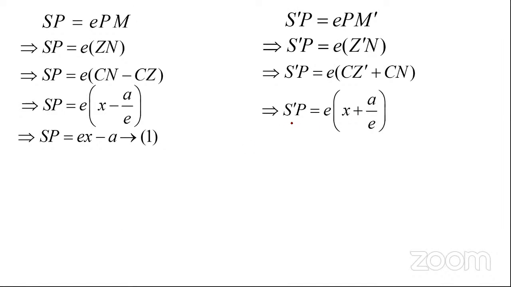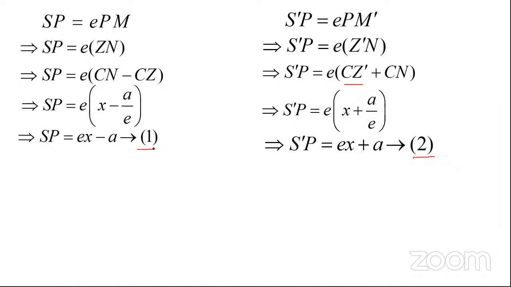Then we'll get this formula. So this is the negative value, this is the positive value. So then we'll get S'P equal to e of x plus a by e. Just solve that one. You will get S'P equal to ex plus a, that is equation number 2. So these two are passing through the focus.